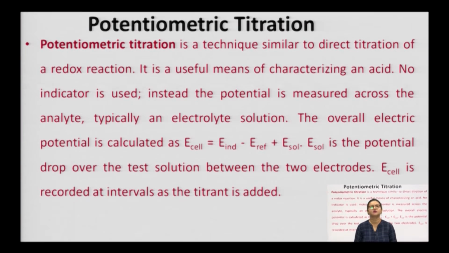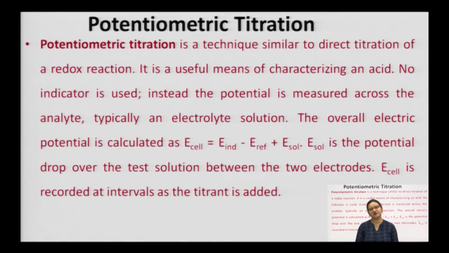The potentiometric titration is a technique which is similar to the direct titration of a redox reaction or an acid base reaction. It is very useful in determination of acid base reactions as well as redox reactions also. In such types of titrations, no indicator is used or needed. Instead, the potential is measured across the analyte, typically as the potential or voltage drop.